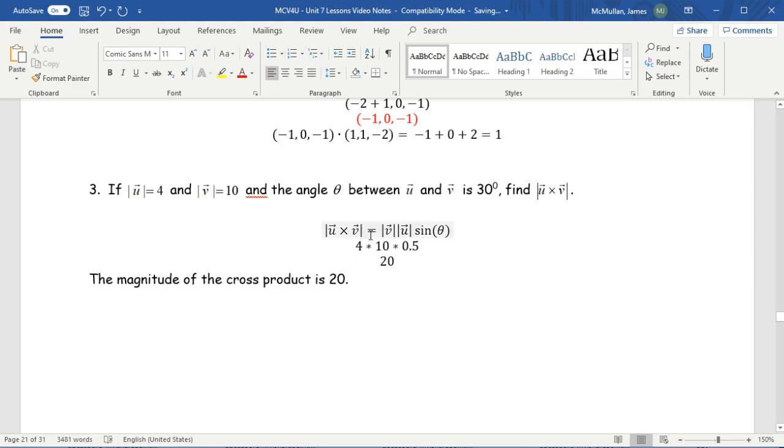Okay, so that's that. Pretty straightforward. Just making sure you know the formula.